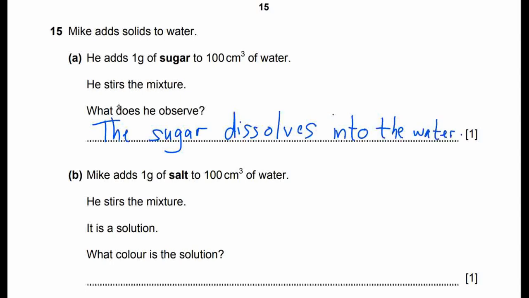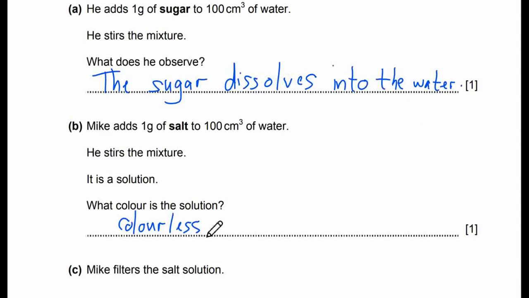Mike adds 1 gram of salt to 100 cm³ of water. He stirs the mixture. It's a solution. What color is the solution? So the salt solution is colorless. There's no color.